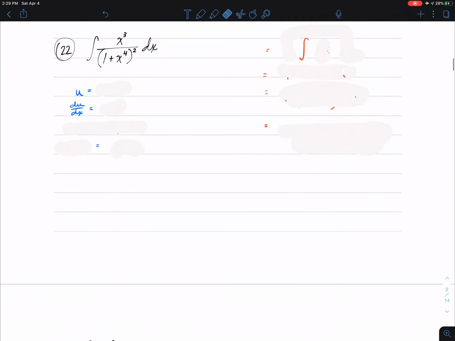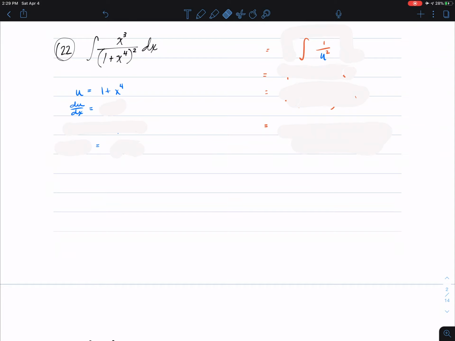All right, looking at number 22 then. The inside is down on the bottom, so that'll be a 1 plus x to the 4th. When I go and write this down, I'm not going to write u squared. I'm going to go ahead and move that to the top and write a u to the negative 2nd power in a minute. All right, come back over to the left.